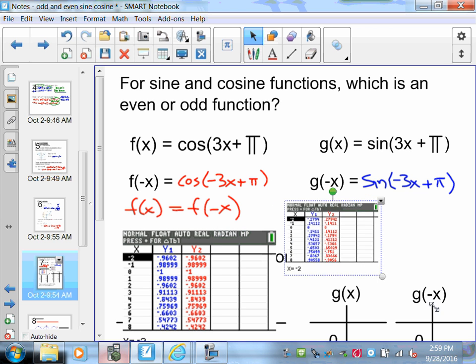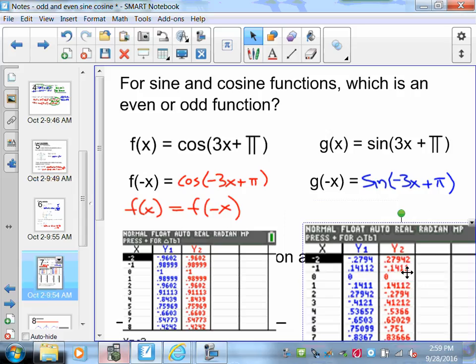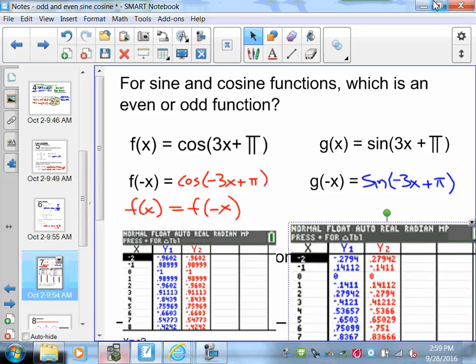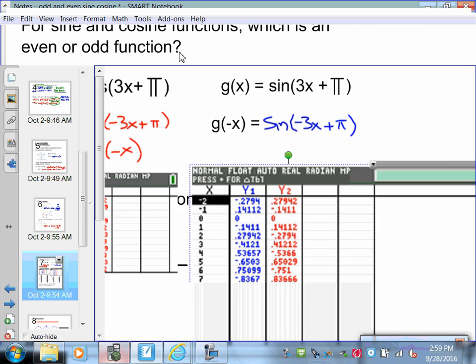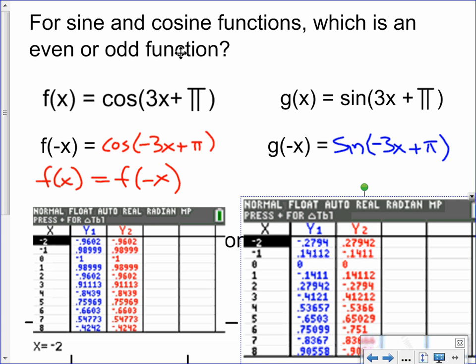Alright. Observe the table. If this thing was f of x right here, then the other side is just the negative of f of x. So it's the negative of f of x. For odd functions, it would be odd if f of x equals the negative of f of x.